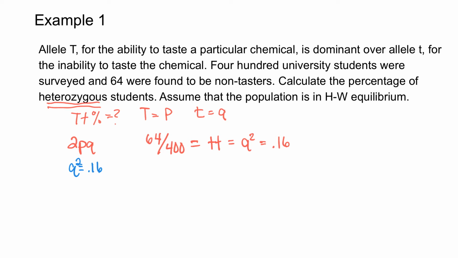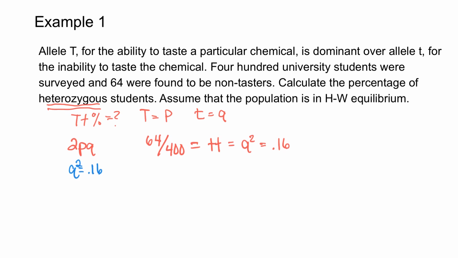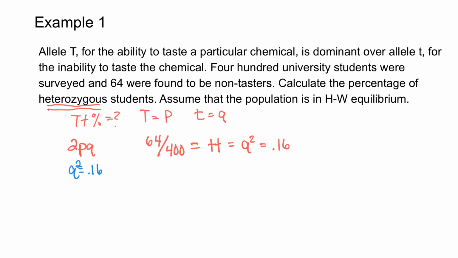However, we need q, so we need to take the square root of both sides of the equation, and now we have q is equal to 0.4. So now we have 2 times p times 0.4. So now we need to find p.